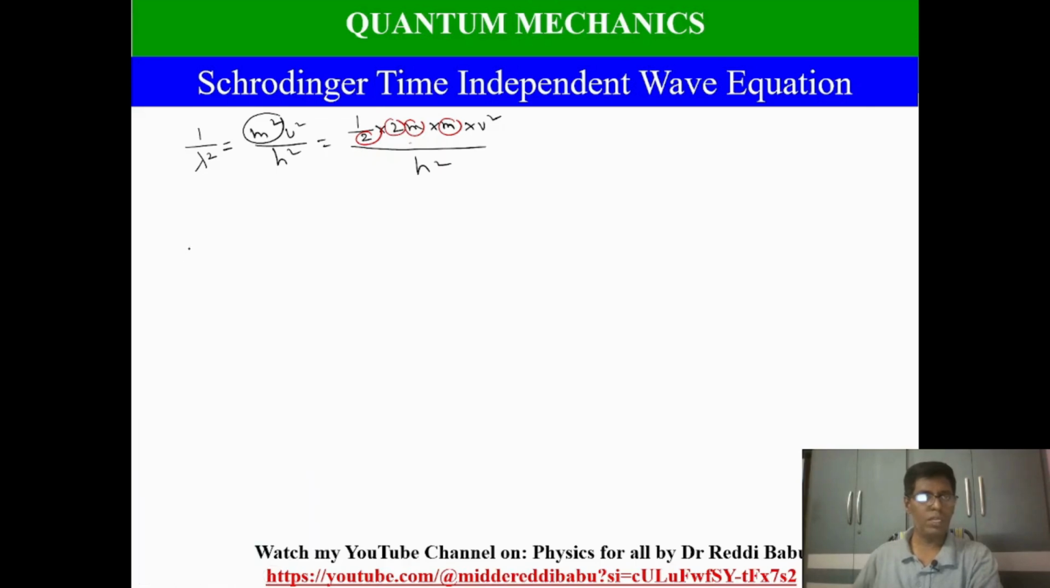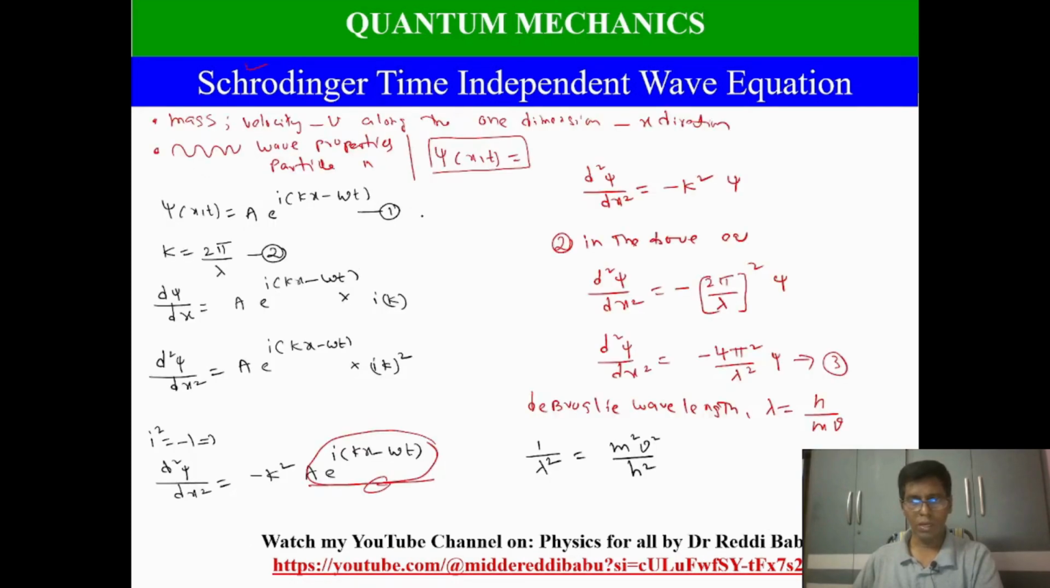After writing this equation, just rearrange it like this. 1 by lambda square is equal to 1 by 2 mv square into 2m divided by h square. Here I am separating 1 by 2 mv square, and the remaining part is 2m divided by h square. Let us say this is equation number 4.